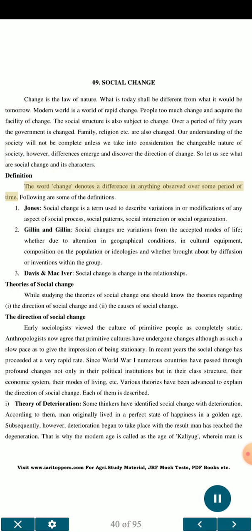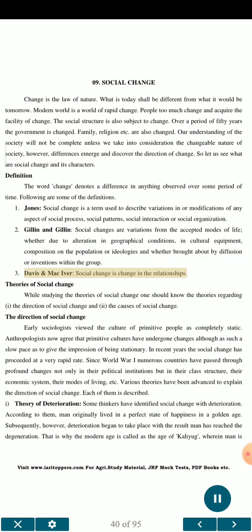Definition. The word change denotes a difference in anything observed over some period of time. Following are some of the definitions. 1. Jones: Social change is a term used to describe variations in or modifications of any aspect of social process, social patterns, social interaction or social organization. 2. Gillin and Gillin: Social changes are variations from the accepted modes of life, whether due to alteration in geographical conditions, in cultural equipment, composition of the population or ideologies, and whether brought about by diffusion or inventions within the group.